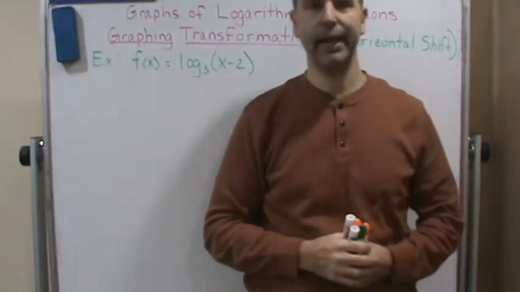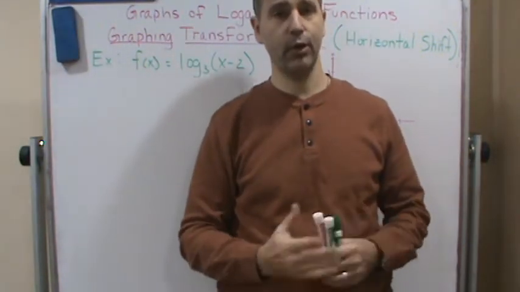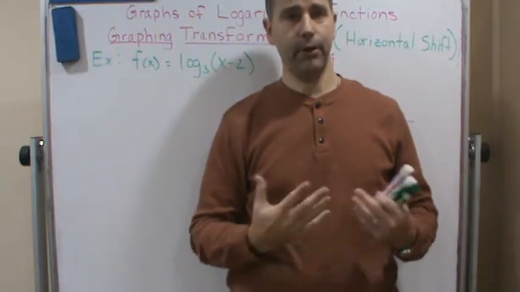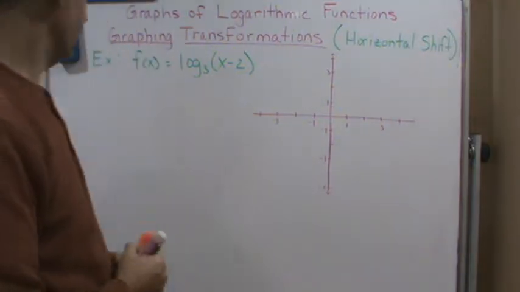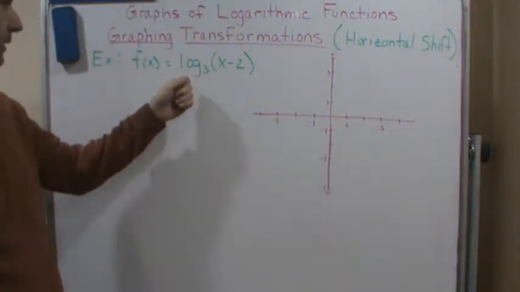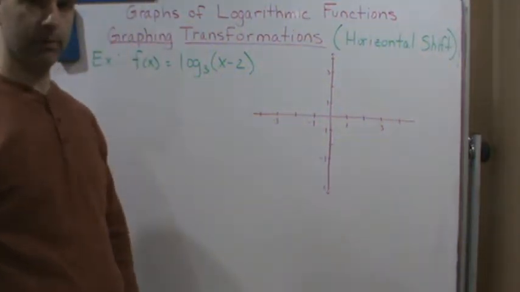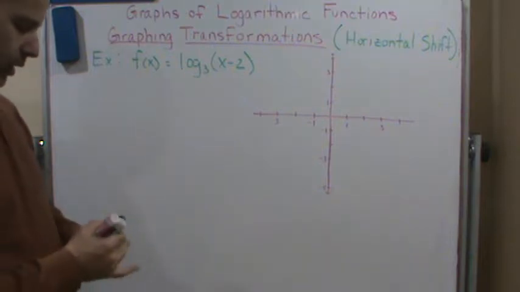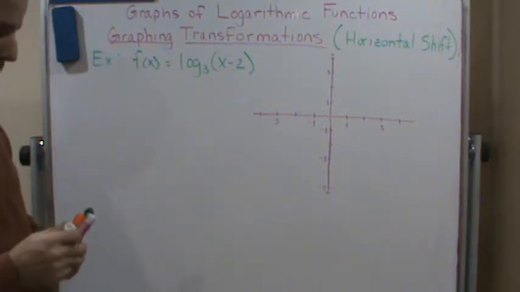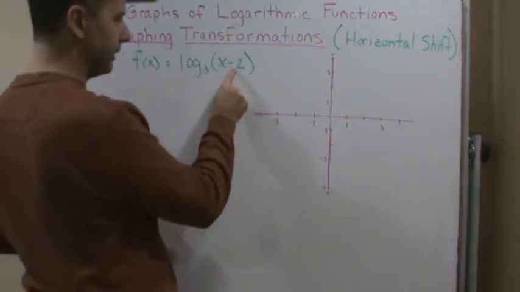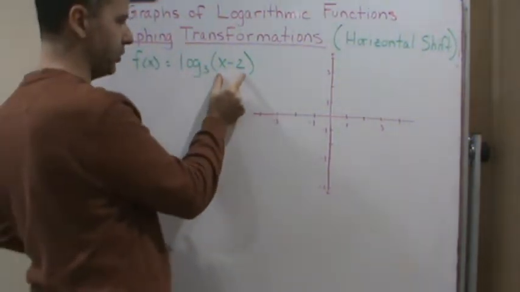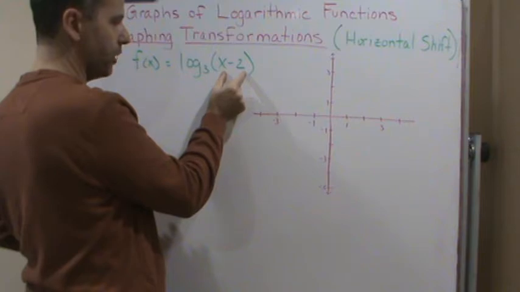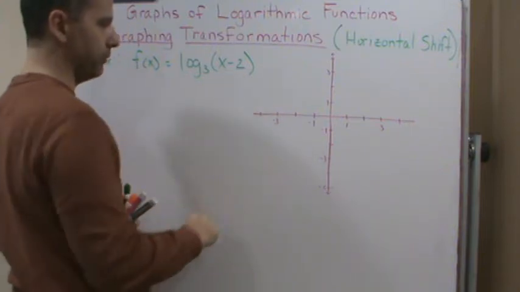Okay, so welcome back. Now what we're going to do is I'm going to show you how to graph a logarithmic function. So we're going to do an example. Okay, so the example is I have f of x equals log base 3 of x minus 2. The first thing I notice is I'm subtracting 2. So this is going to be a horizontal shift because I'm inside the function, and it's going to be a horizontal shift to the right because I'm subtracting off 2.